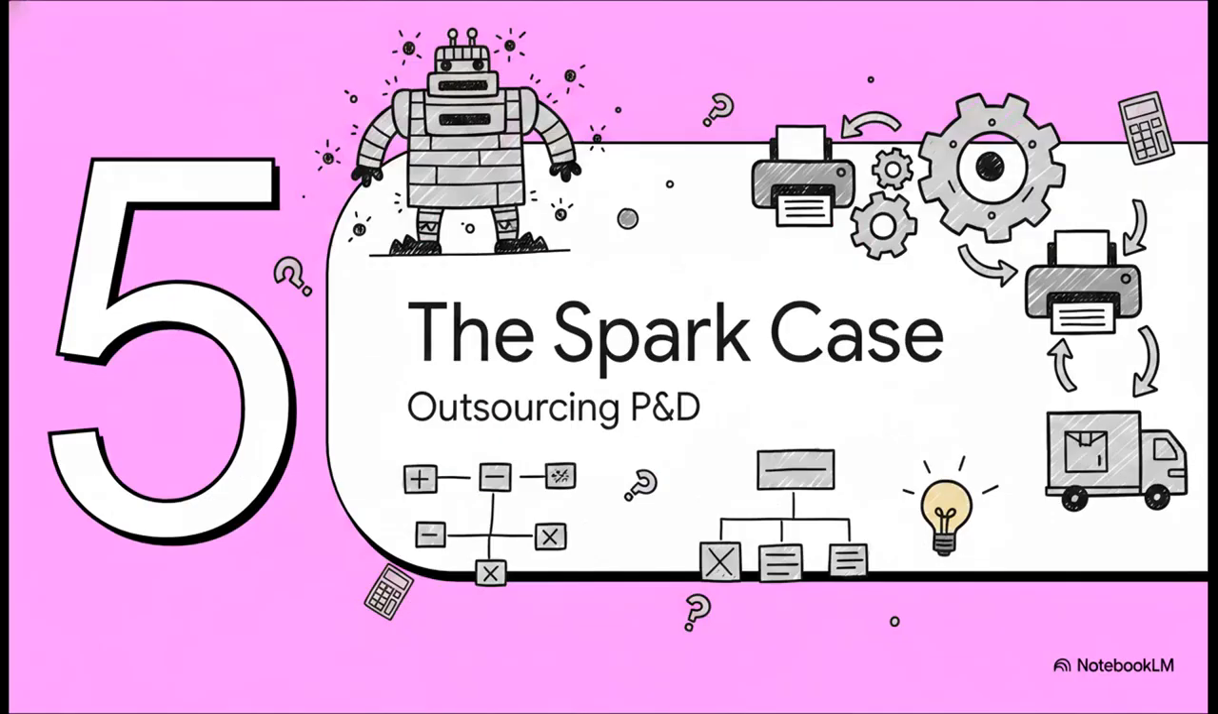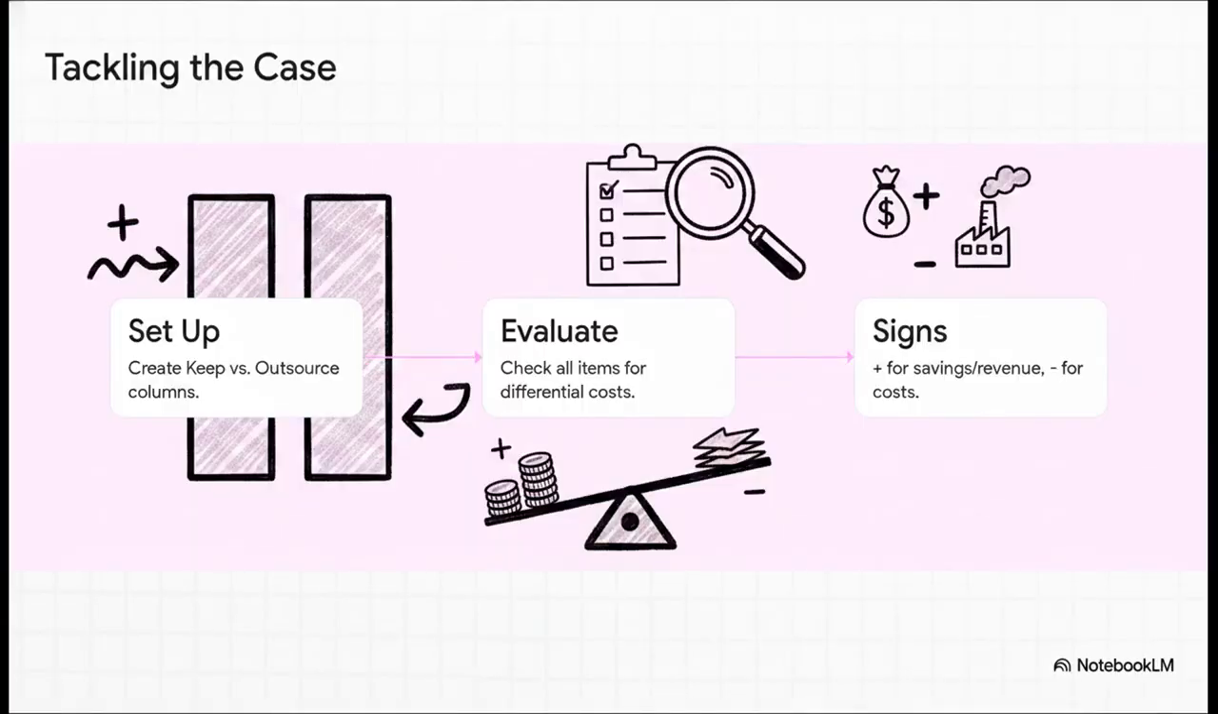Finally, Section 5, Tackling the Spark Case. Okay. It's time to escalate to the boss level. We are going to look at the analytical framework you need to navigate the complexities of outsourcing the P&D, or printing and distribution department, in the Spark case. Now, this case is dense. It's got a lot of moving parts and some tricky wording, but this step-by-step approach lays out exactly how to tame it. Step 1, set up your 2 columns, keep versus outsource.